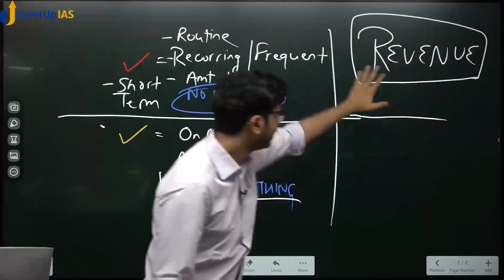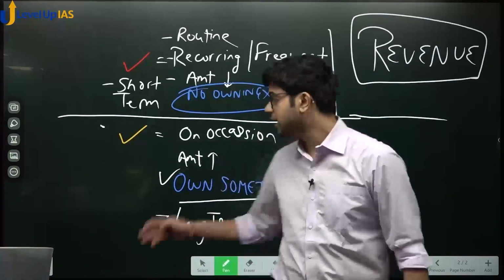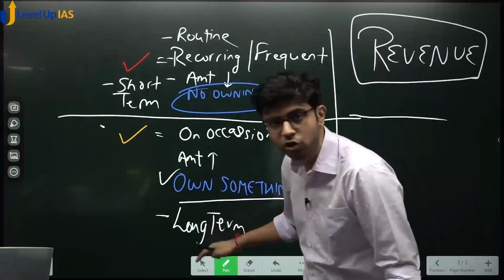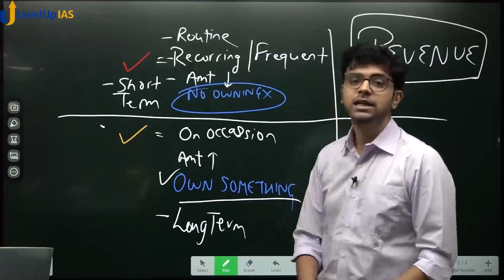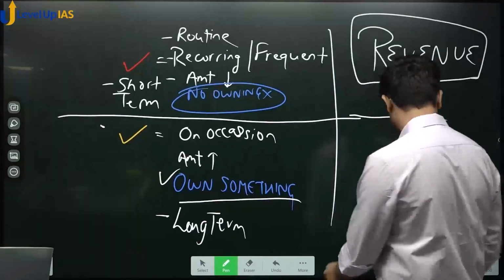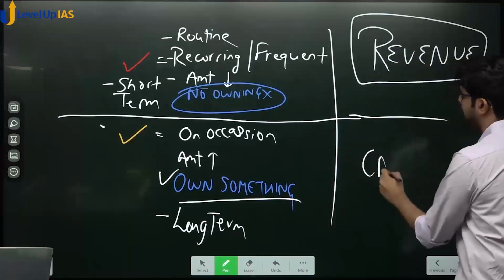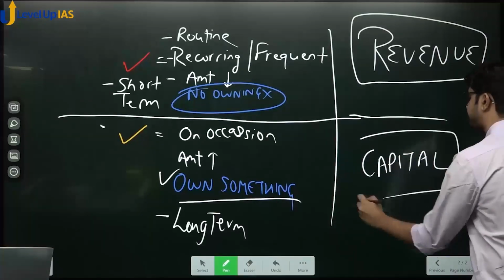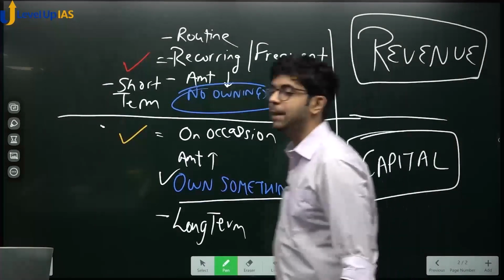Similarly, if these are revenue transactions, then these transactions which are rare, which are on occasion, which led you to own something, which give you a benefit for a long term, where the amount is high, these are known as capital transactions. Remember capital goods? Similarly, these are known as capital transactions. These are known as capital transactions.